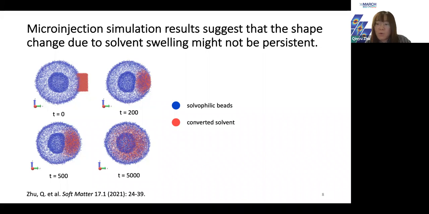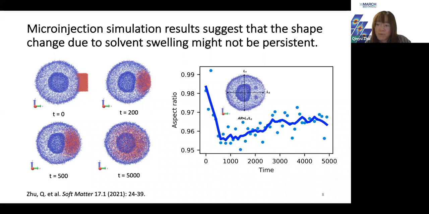This is also quantified by the change in aspect ratio, which is defined as the ratio of spans of two orthogonal directions as a function of simulation time. The aspect ratio curve has a trend of decreasing and then gradually increasing back to the point before reaction, suggesting that the solvent swelling happens more globally and uniformly with increased simulation time.